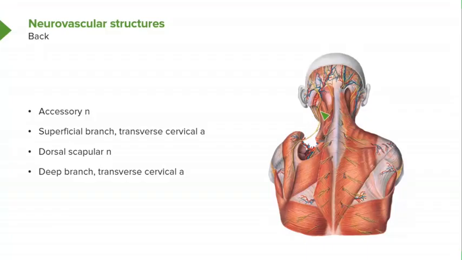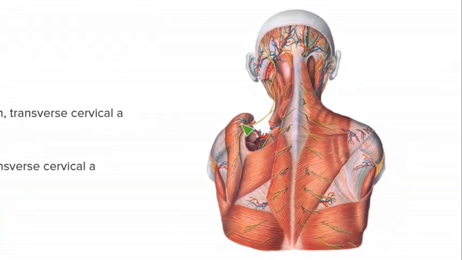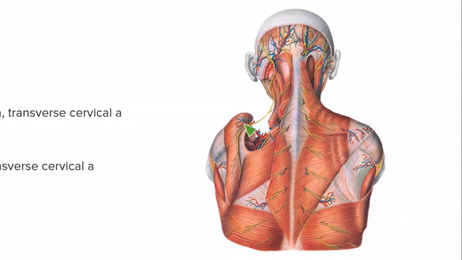We'll begin with this nerve that is coursing onto the deep surface of your trapezius muscle. The trapezius muscle is being reflected. This is your accessory nerve that is providing motor innervation to your trapezius. The artery that accompanies it is seen branching off here and coming into the substance of the trapezius. This is the superficial branch of the transverse cervical artery.